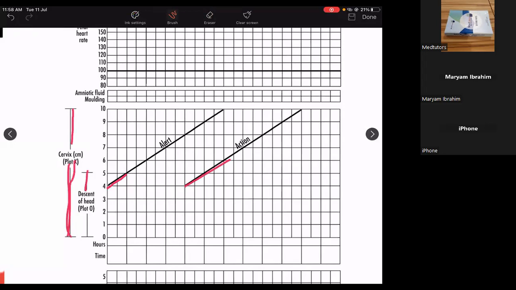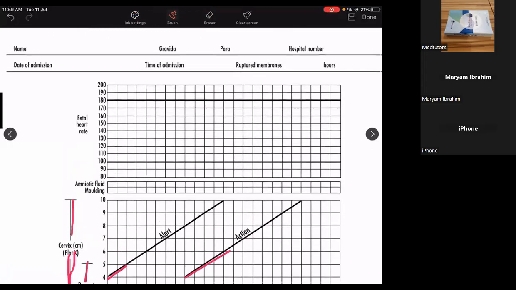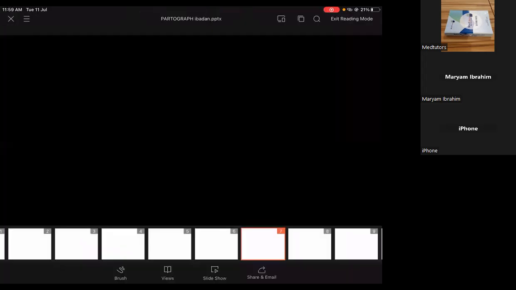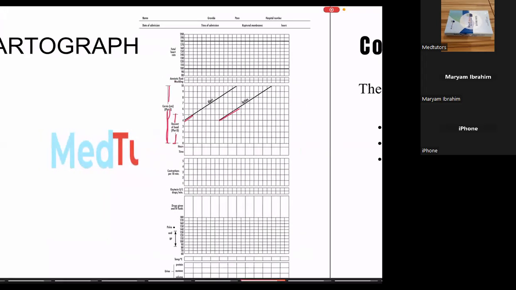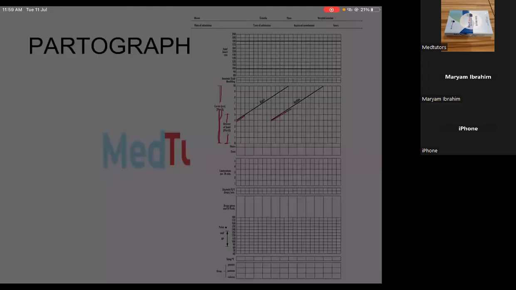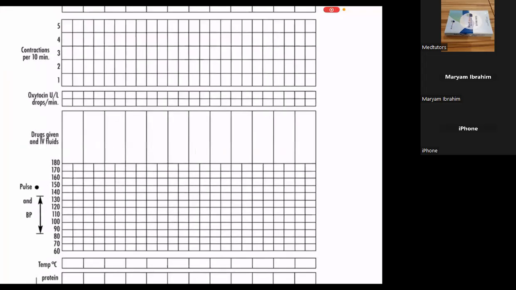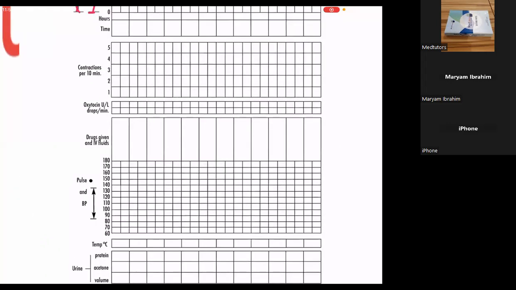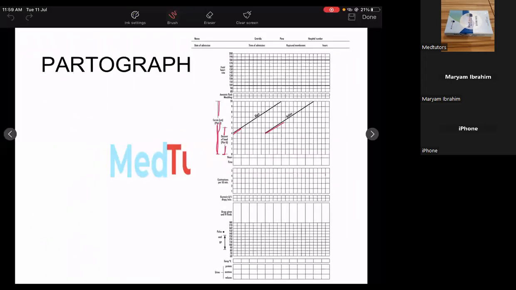Then you have descent from 0 to 5. Then you have the part, then downward, you have the part where you record the contractions, which is here.